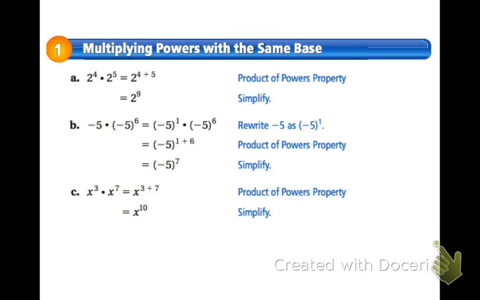All right, again, we're not being asked to evaluate. You are simply being asked to simplify. So looking at the first one, a, 2 to the 4th times 2 to the 5th, we can add the exponents to get 2 to the 9th.